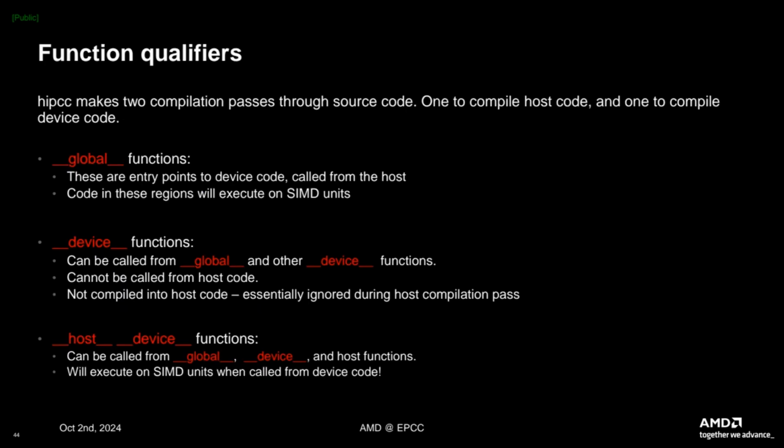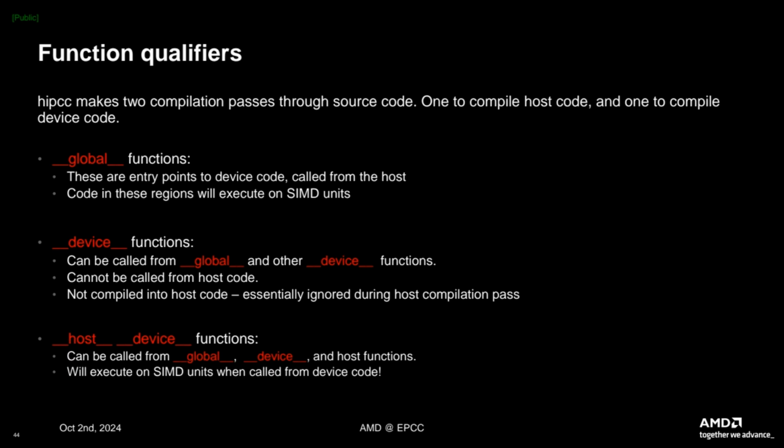Okay, so briefly, I would like to say something about function qualifiers, because we have seen the __global__ declaration used for the kernel. So a function can be declared as __global__, as we've seen, and these are the entry points for the device code, which are called from the host. As we've seen yesterday, the device code has multiple entry points, and global functions are an example of that. You could have __device__ functions that can be called from __global__ or another device function, but cannot be called from host code.